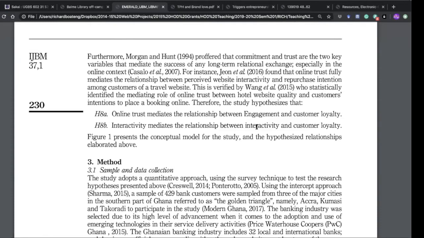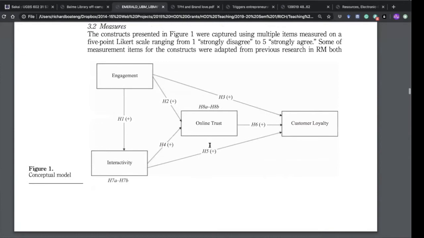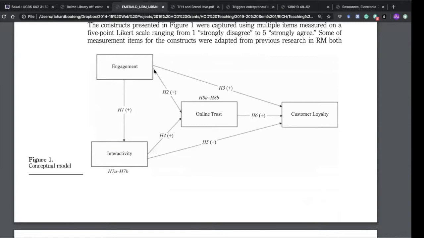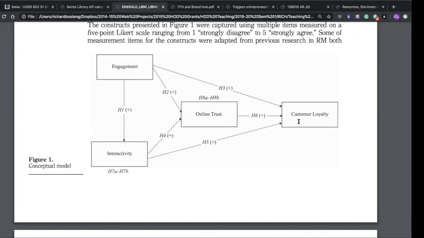Okay, so now let's look at the method. Look at the model. You see the conceptual model written here, and the hypothesis relationships are elaborated above. Engagement goes to customer loyalty. Engagement goes to interactivity. Interactivity goes to customer loyalty. Interactivity also goes to customer loyalty, but through online trust. Do you see that? Then engagement goes to customer loyalty through online trust. Engagement can also go to customer loyalty through interactivity, the last one here. So these are the hypothesized relationships that the person is going to test, about 9 of them, I think.